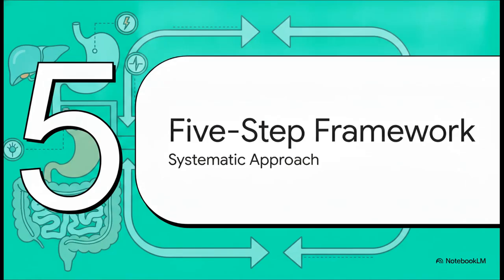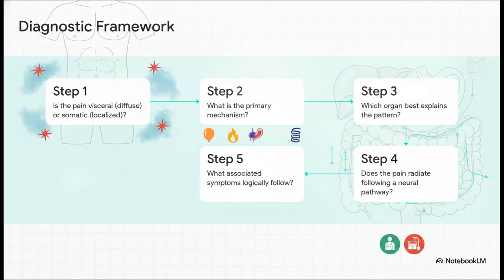And that brings us perfectly to our final section, the 5-step framework. When evaluating abdominal pain, you can walk through these 5 fundamental questions to build your clinical reasoning structure. Step 1. Is the pain visceral, diffuse, and blue, or is it somatic, sharp, localized, and red? Step 2. What is the primary mechanism? Are we looking at stretch, inflammation, ischemia, or spasm?